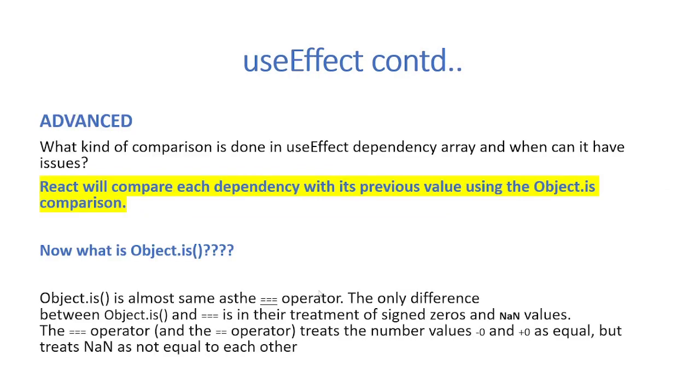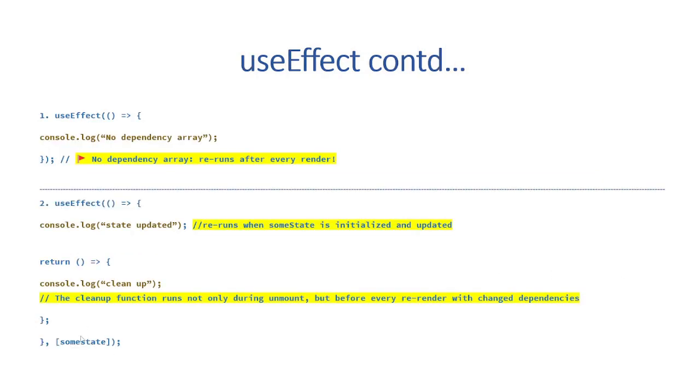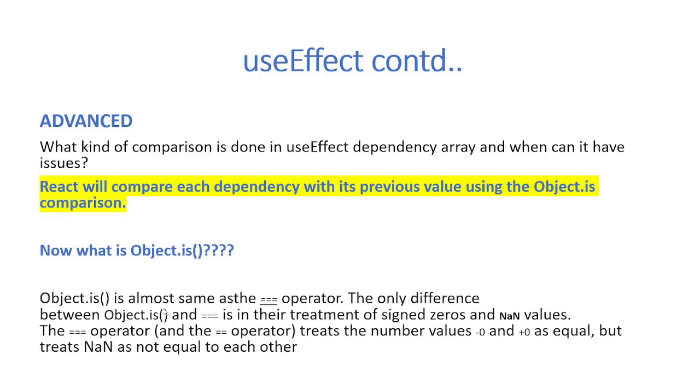Let's discuss an advanced level question now. What kind of comparison is done in the useEffect dependency array? When can it have issues? In the previous slide, we saw this someState is a part of the dependency array, right? So how will this useEffect know that this someState has changed? What it does is a comparison between the current value and the previous value of this someState. But how is this comparison done? That is the question at the advanced level.